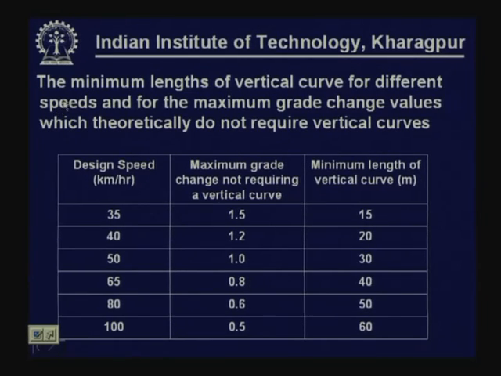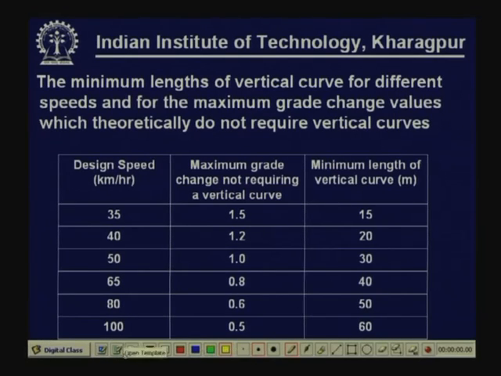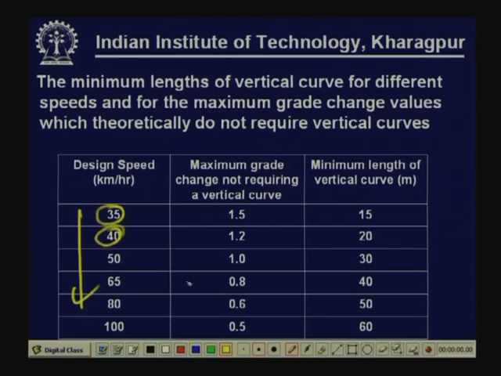That is what the minimum length of vertical curve for different speeds and for the maximum grade change values which theoretically do not require vertical curves. Means it may be interpreted like this, these are the corresponding design speeds. Okay. Now, this is the maximum grade change, that is deviation angle, or from the deviation angle one can work out. This is the maximum grade change.